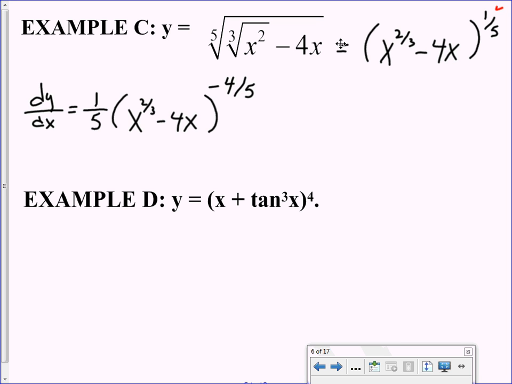Now, inside, we have a difference. We have x to the 2/3 minus 4x. So to take the derivative of that inside function, we just take the derivative separately and subtract. The derivative of x to the 2/3 is 2/3 x to the negative 1/3, minus the derivative of the 4x, which would be 4. And there we go. We're going to leave it as is. So derivative of the outside, evaluated at the inner function, times the derivative of the inner function.